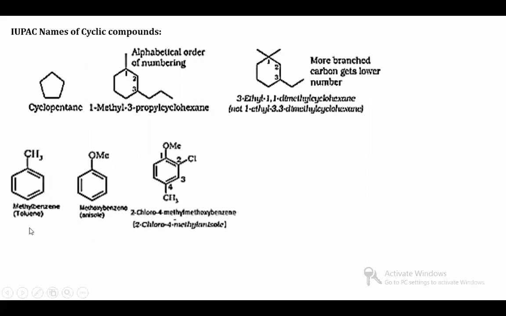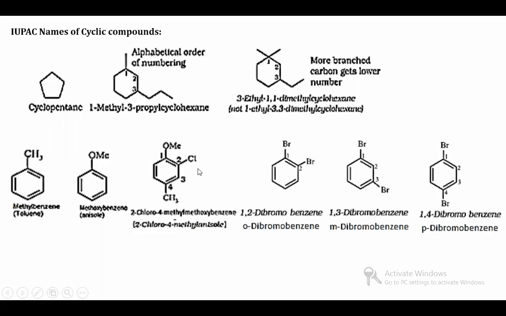Methyl benzene, this methyl and benzene, we also familiarly call toluene. C6H5OCH3 is called anisole, methoxybenzene, anisole. So here also 1, 2, 3, 4 nomenclature should be given. This is methoxybenzene, anisole, the root word. For this one, the second carbon attaches to this: 2-chloro 4-methyl anisole or 4-chloro 2-methyl anisole. Both are the same, anisole or methoxybenzene.